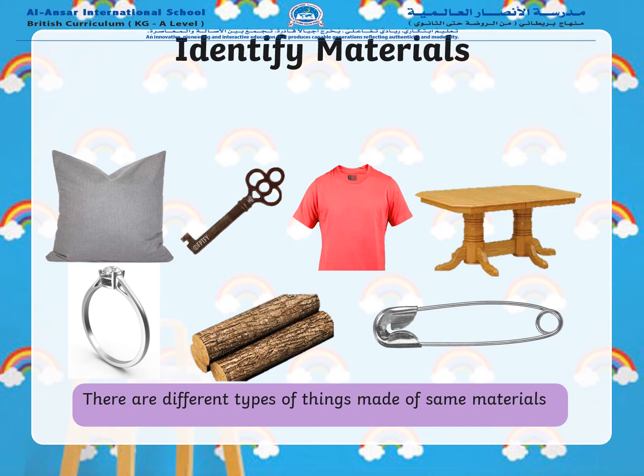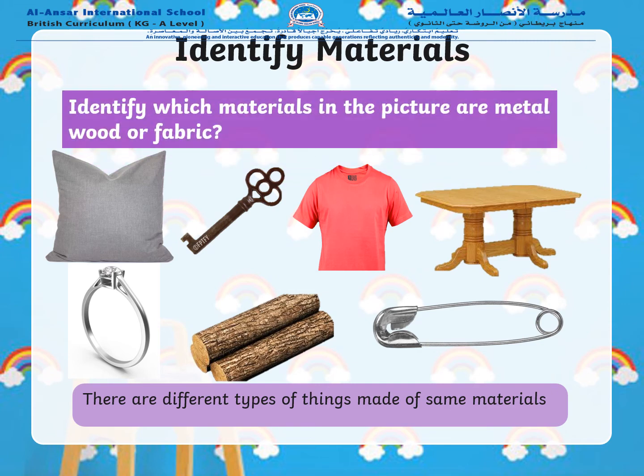Then we have a key, a ring, and a safety pin. What do you think materials are used to make these items? You're right, it's made of metal. So you can see, learners, you can easily identify different things, but they all are made of similar materials.